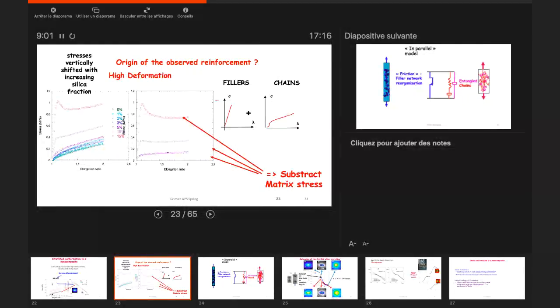Or polyvinyl alcohol also, or any polymer which strongly interacts with the silica surface. The only condition is to be above the glass transition. For P2VP, it's 100 degrees, so I think it's feasible, let's say, without any big machine. You need to be able to heat up and stretch at the same time. I think it's feasible.